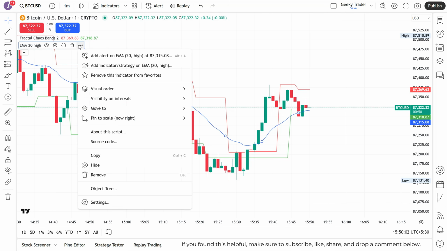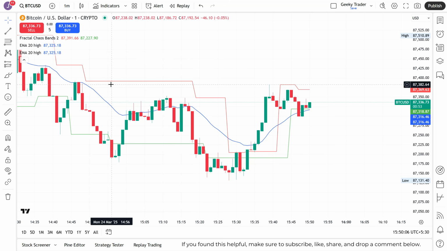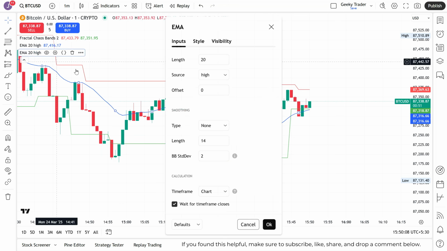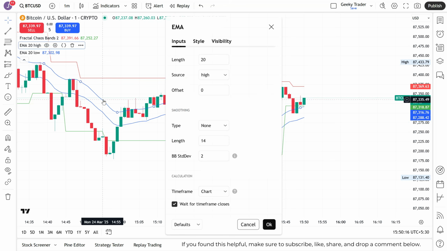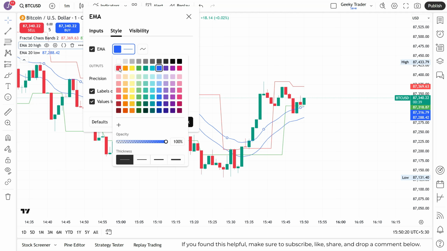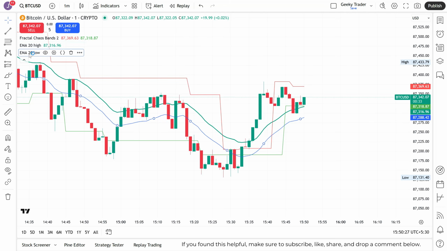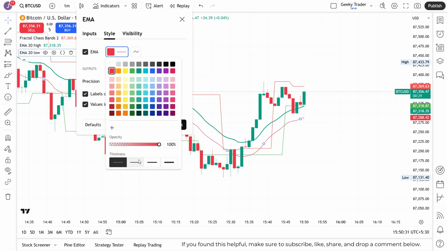Next, I'll duplicate this EMA and paste it onto the chart. But this time, I'll change the source to low while keeping the length the same at 20. To make things visually clear, I'll now customize the colors. I'll set the 20 EMA high to green and slightly increase its thickness to make it stand out. Similarly, I'll set the 20 EMA low to red and also increase its thickness for better visibility.